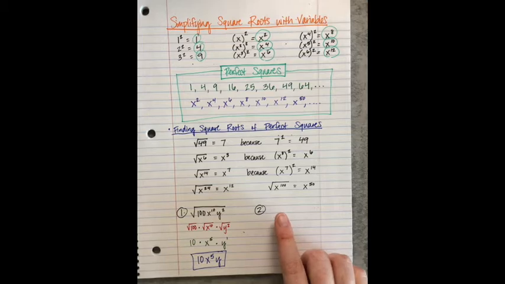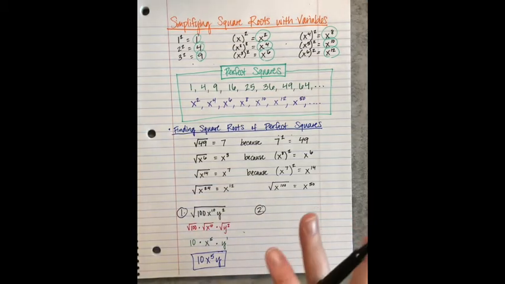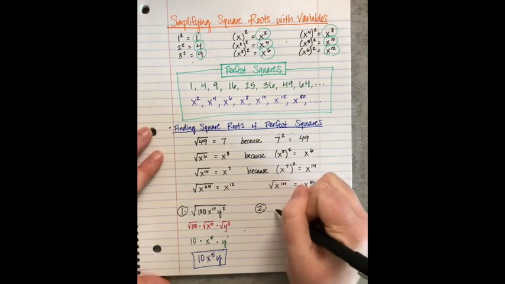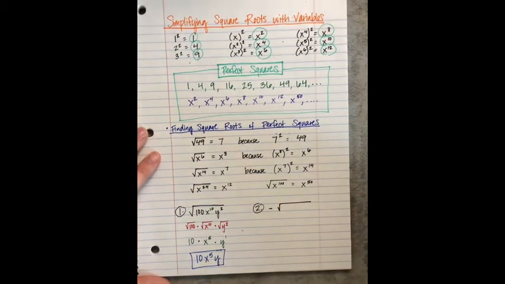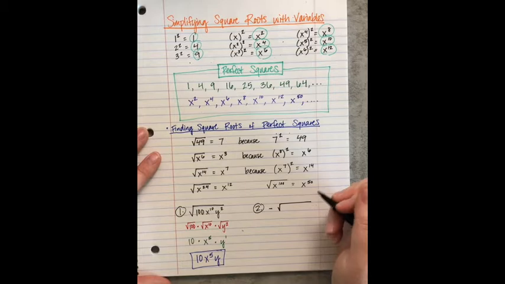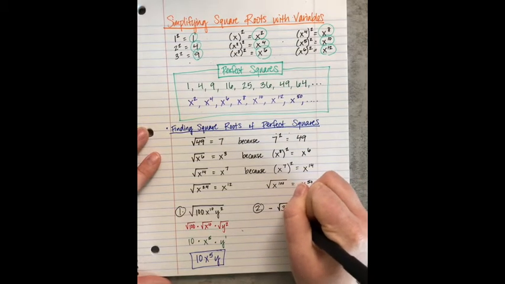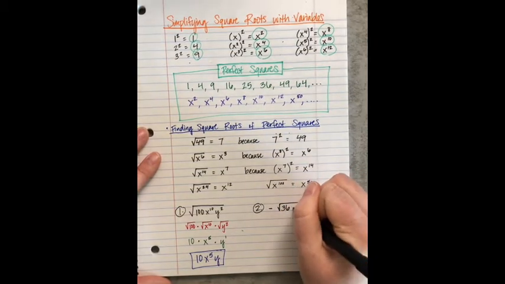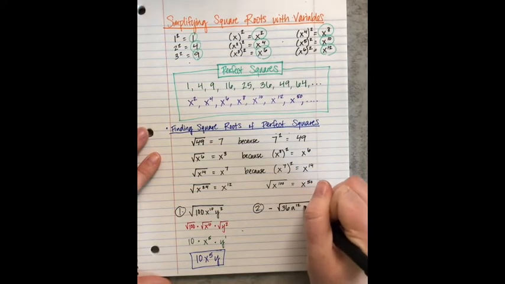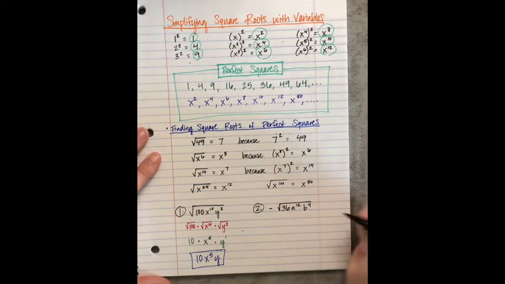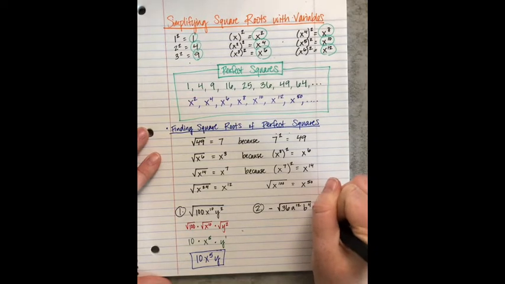Okay, let's try another one. Pause if I'm ever going too fast for you. We're going to stick a negative out front of the radical. And inside the radical, we have a lot of stuff here. We've got 36, a to the 12th power, b to the 4th power, and c to the 22nd power.